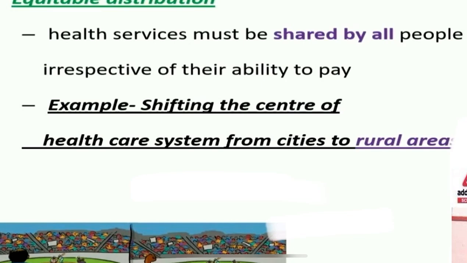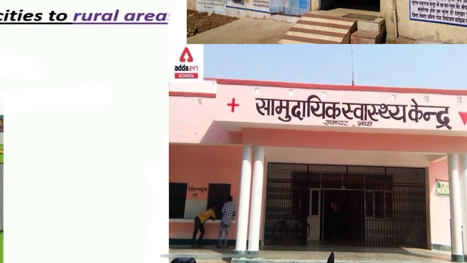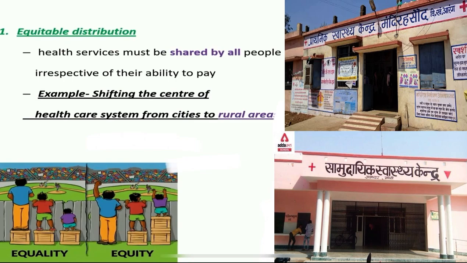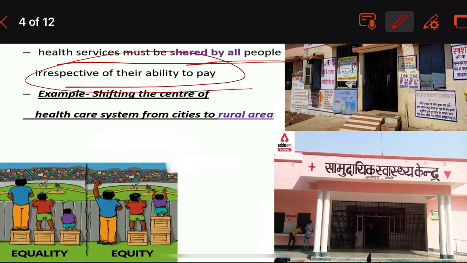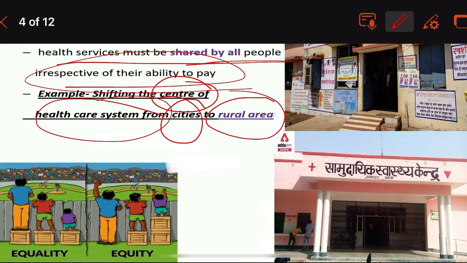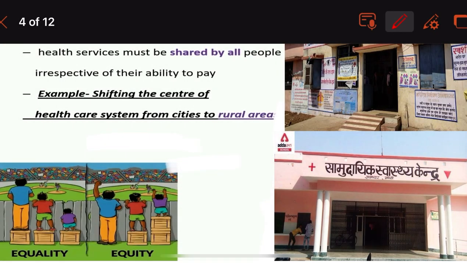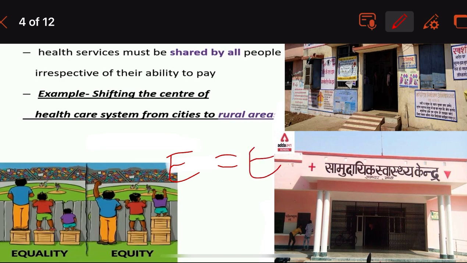Example, shifting the center of healthcare system from the cities to the rural areas. So guys, you can see here equitable distribution, where the health services are made accessible to all the people, irrespective of their ability to pay. Now you're shifting the centers of healthcare system from the cities to the rural areas. You can see here, this is a PHC, this is a CHC, and equitable. There is a clear difference between equal and equitable. In equality, this guy gets a box, this other guy one box.